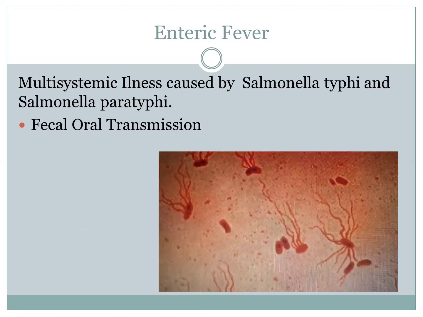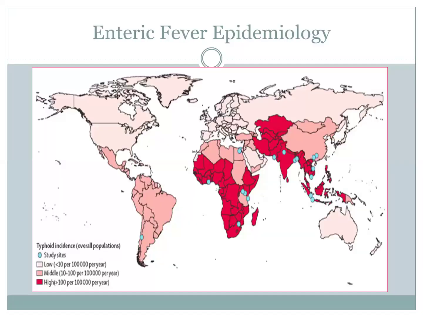Then enteric fever. This is a multisystemic illness caused by Salmonella typhi and Salmonella paratyphi. These are bacteria, and these are transmitted through fecal-oral transmission. So this is the epidemiology. There are certain regions where the disease is more commonly found. You can see Pakistan, India, Afghanistan, and Bangladesh. Most of the developing countries are on the list, and the African region as well.